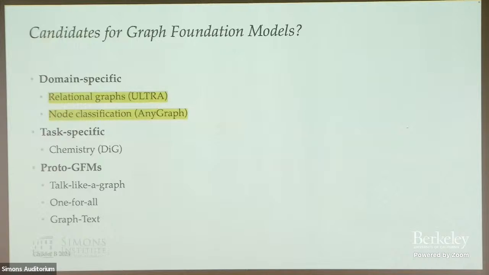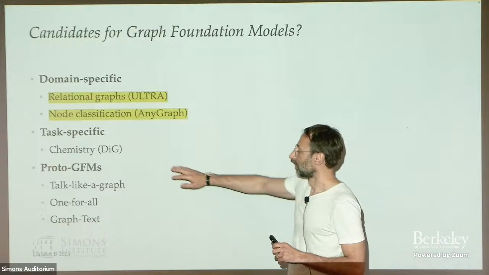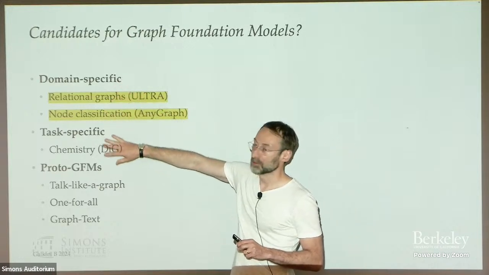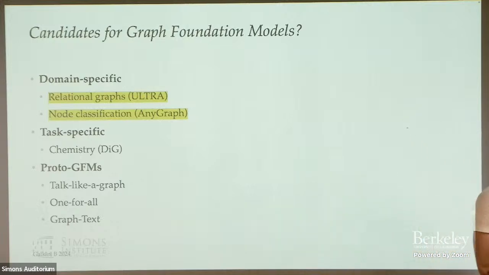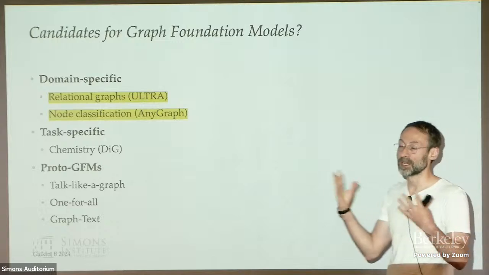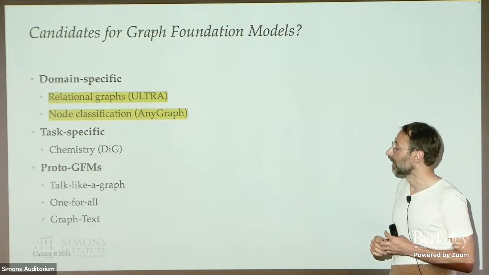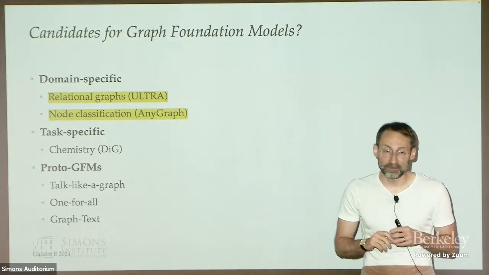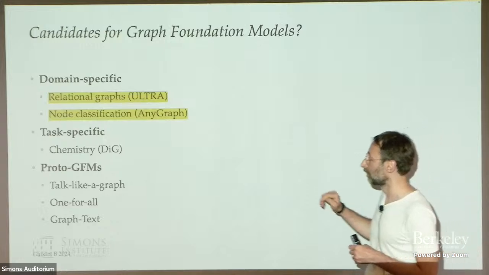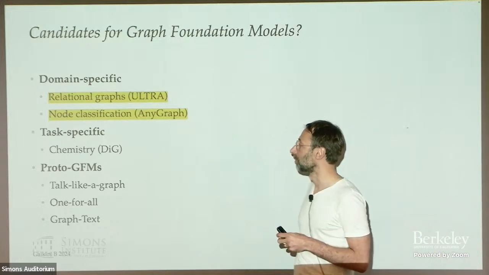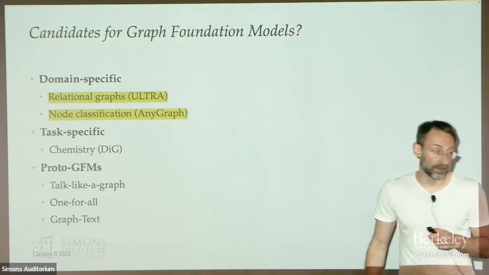So I would like to show you today two recent works. I think we can distinguish between three types of what can be roughly called foundation models for graphs. These are either task-specific models, for example, applied in the domain of chemistry. They could be based on LLMs; we'll call them proto-graph foundation models. But they also can be task-specific, so they can, for example, apply to relational graphs or to node classification.